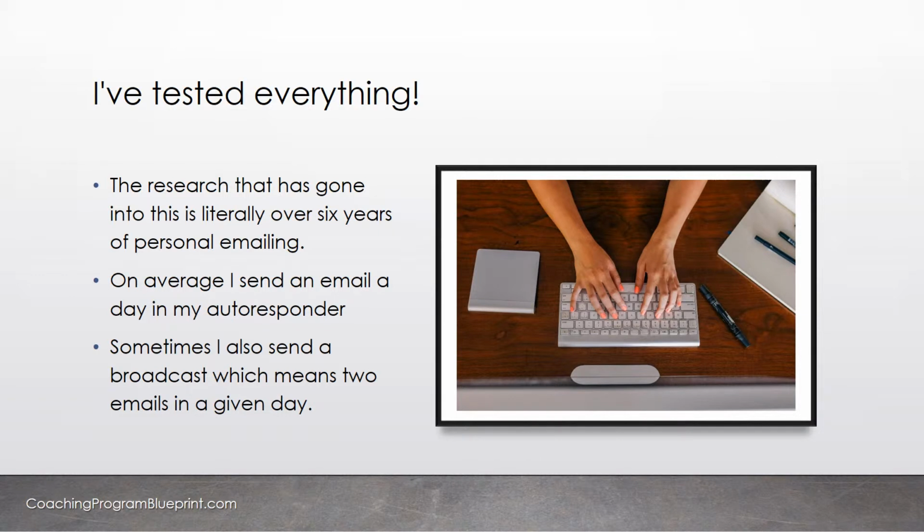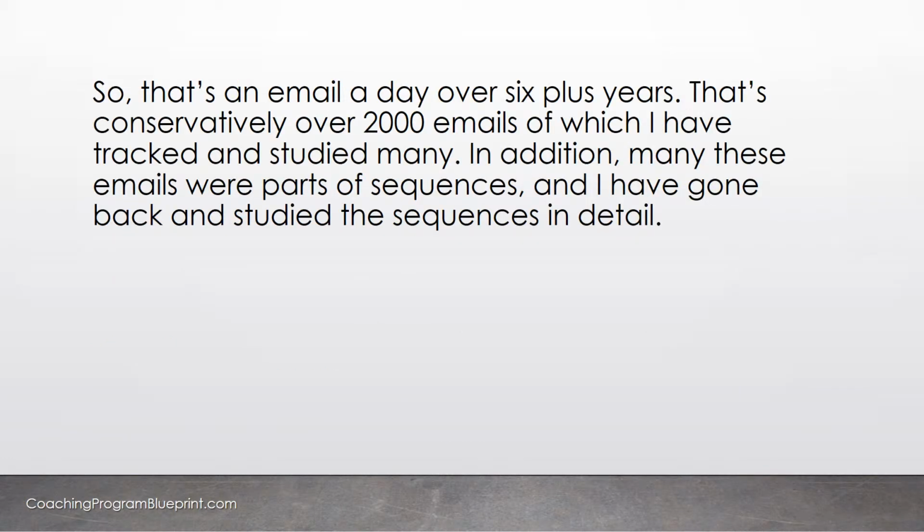On average, I send an email a day in my autoresponder, and sometimes I also send a broadcast, which means 2 emails in a given day. So that's an email a day over 6+ years. That's conservatively over 2,000 emails, of which I have tracked and studied many. In addition, many of these emails were parts of sequences, and I've gone back and studied the sequences in detail.